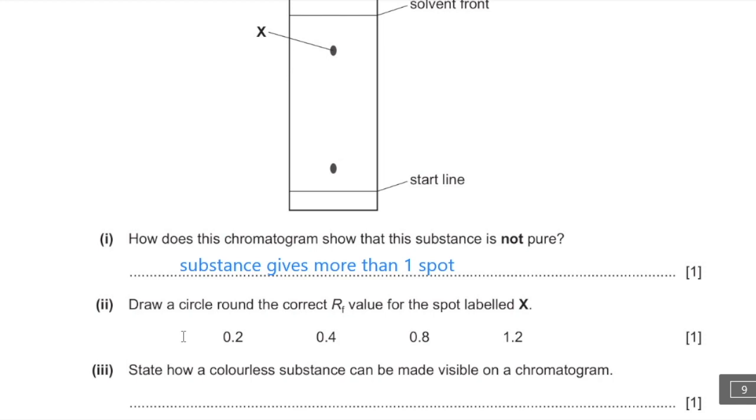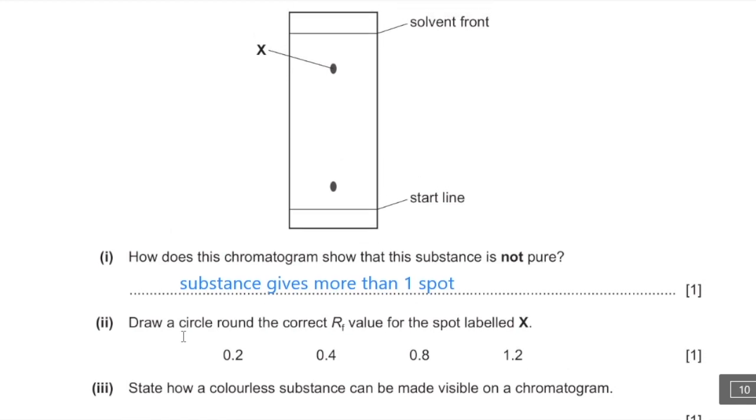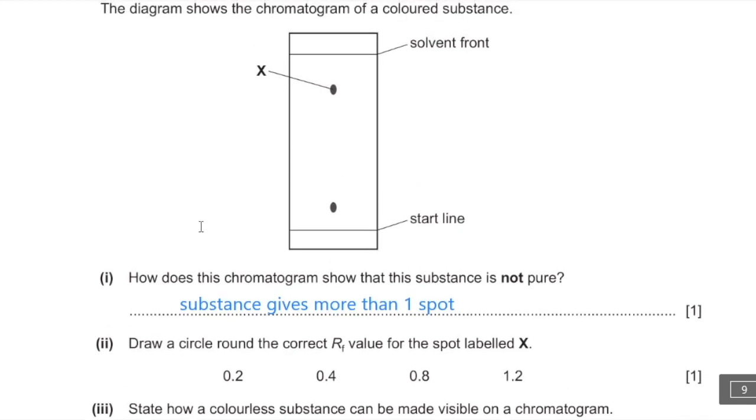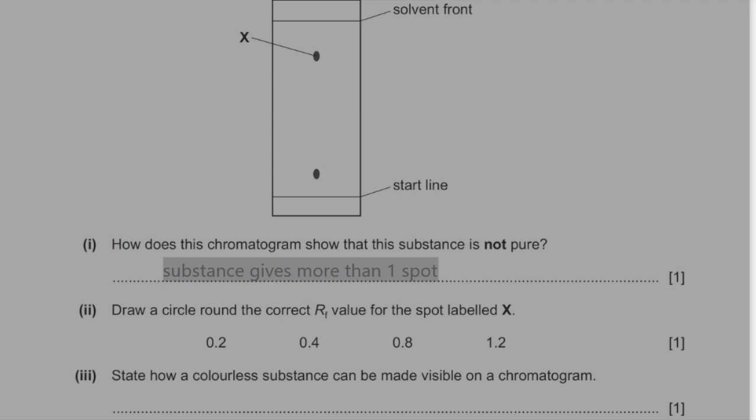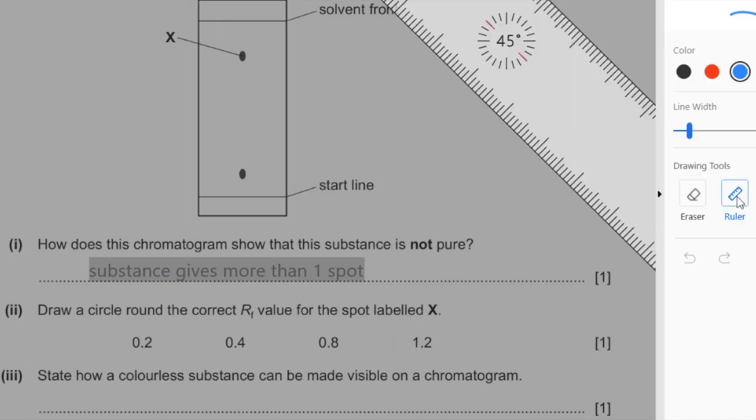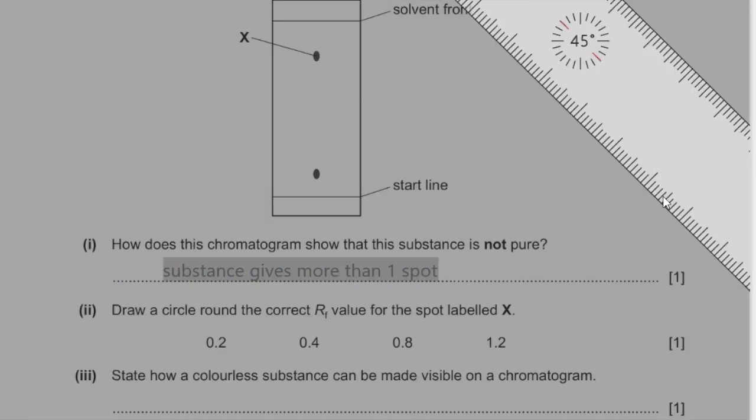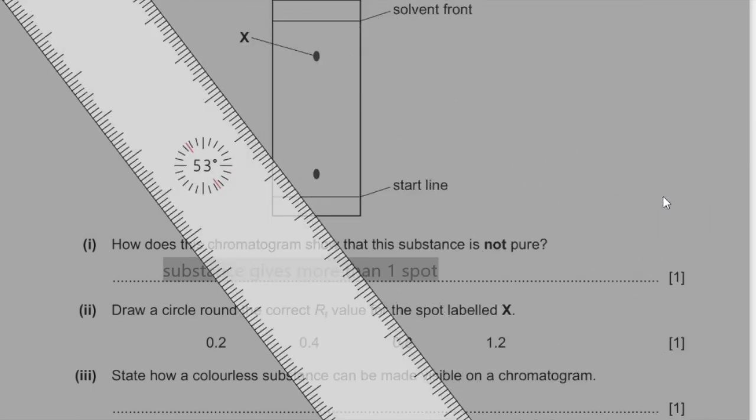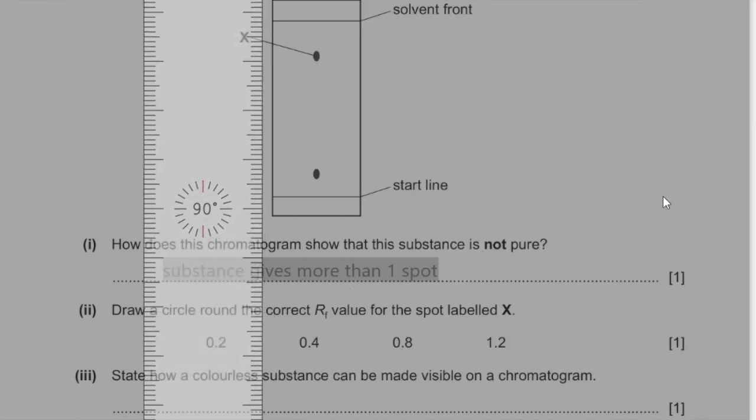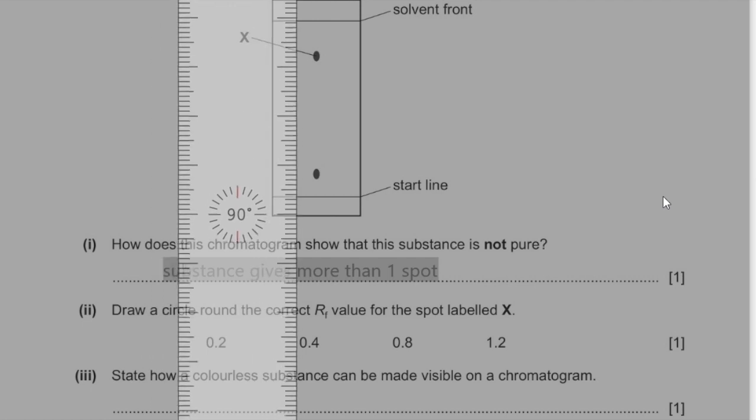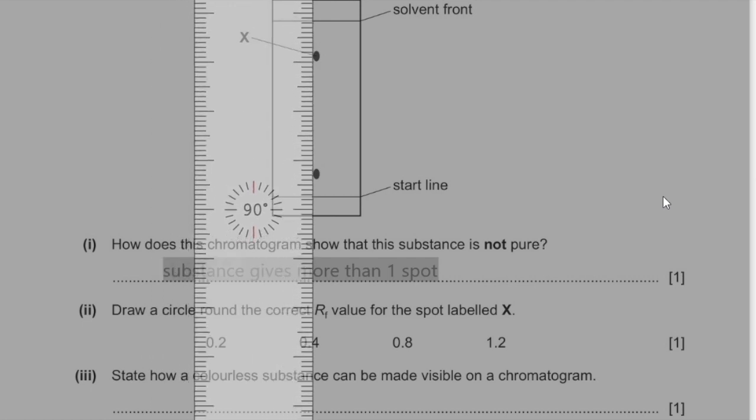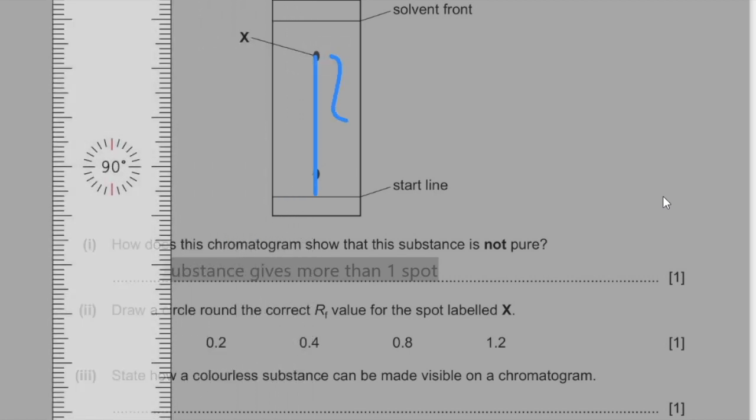Draw a circle around the correct Rf value for the spot labeled X. Alright, so here you're supposed to be using the formula: distance moved by substance divided by distance moved by solvent. My diagram over here is not to scale, but I'll show a demonstration of how you're supposed to do it. So you're supposed to be measuring the distance of the substance. In this case, we have the substance X.